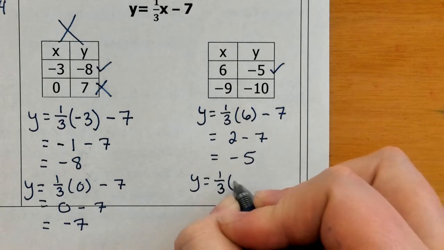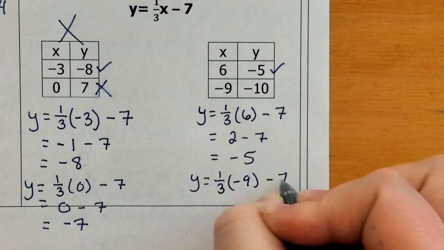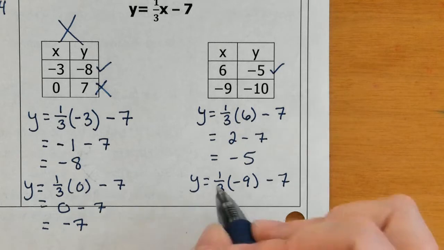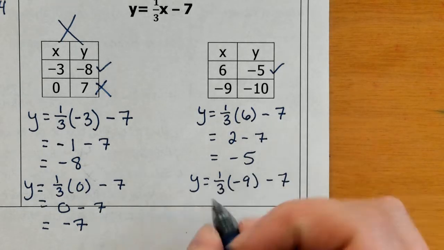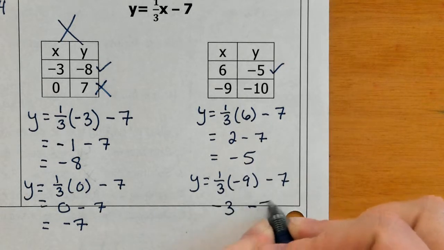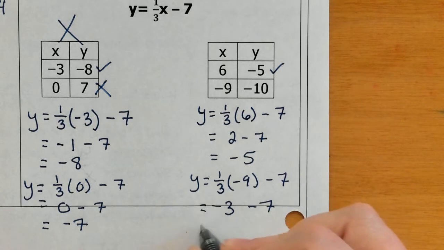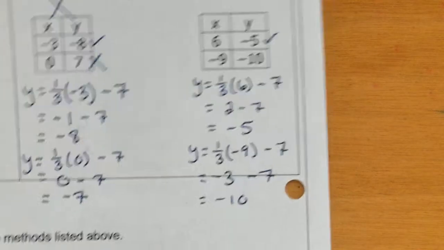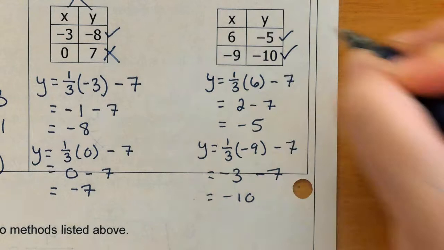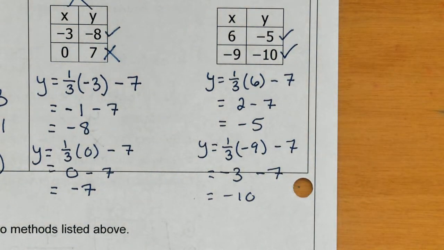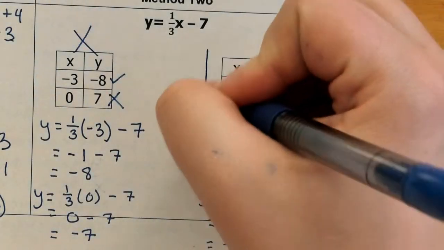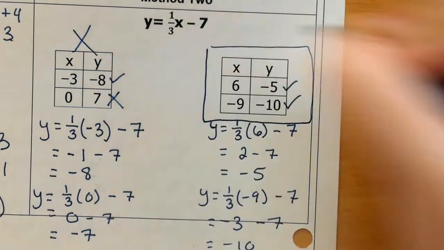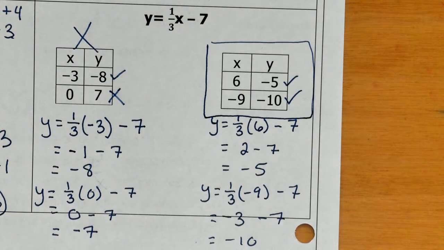1 divided by 3 times -9 minus 7. 1 divided by 3 times -9 is -3. -3 minus 7 is -10. Oh, that's what I wanted. So since both those points work and they're correct, we know that this is the table that matches our equation.